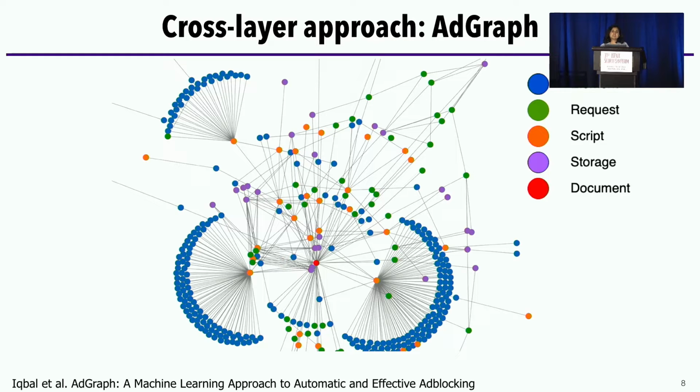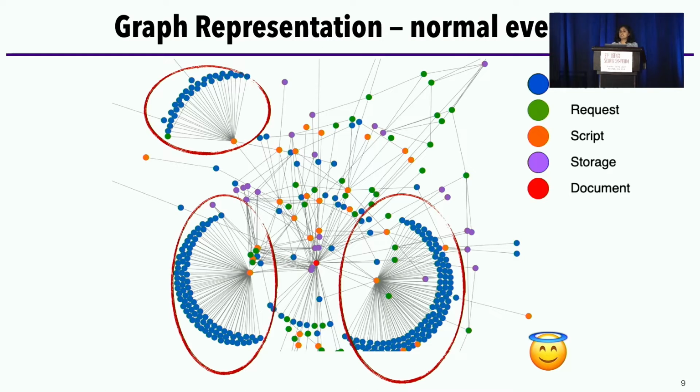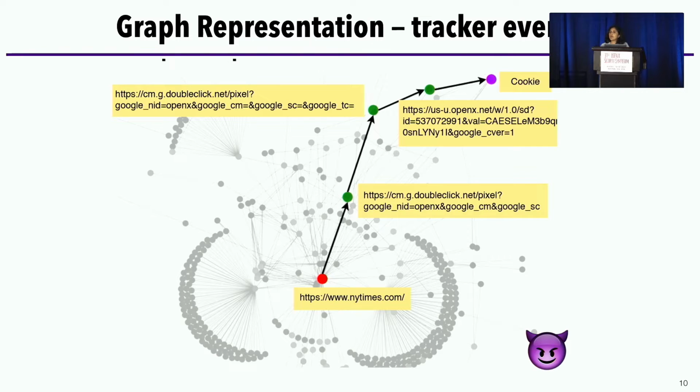So what AdGraph does is it builds a graph representation of all the page load events that occur, where the nodes in the graph are the different kinds of elements that are on the page, and the edges between these nodes represent various interactions between these elements. So you can have events which are normal and required for the functioning of the page, such as loading a style sheet or an image and so on. But you can also have tracker events, and these look different from normal events. And the idea behind these cross-layer approaches is to find these differences between tracker events and normal events and use that to identify ads and trackers.